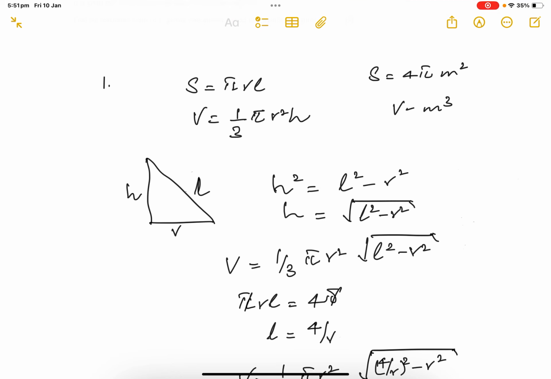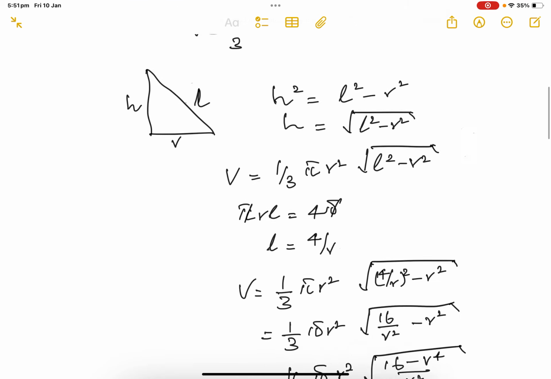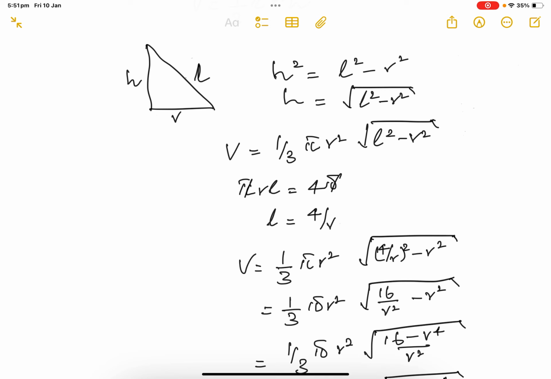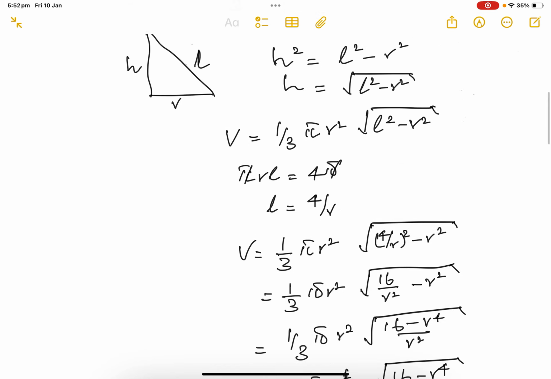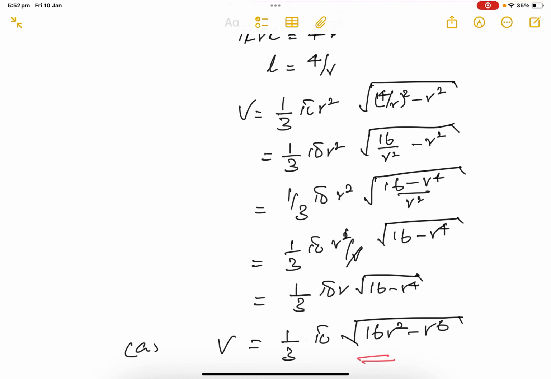Let's go to that volume formula. V equals 1/3 pi r squared. Instead of h, we can use the value which we have found, square root of l squared minus r squared. Again, pi r l is 4 pi. That's the information given to us. So pi r l equals 4 pi. Pi cancels on both sides. l equals 4 over r. Because we don't need l, we need to eliminate l as well. So l here is 4 over r.